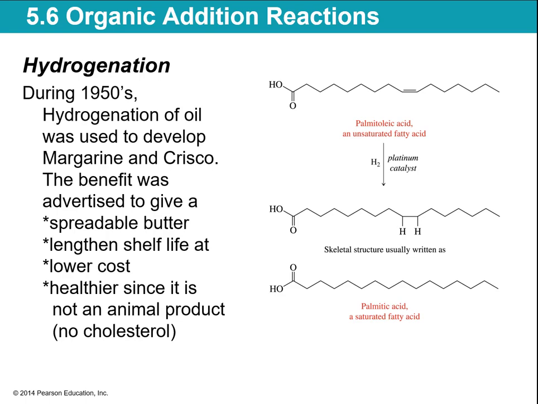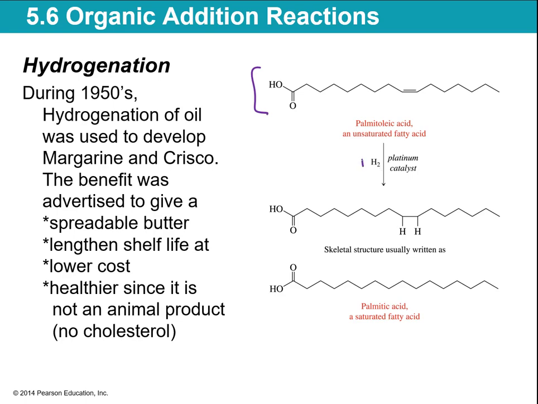During the 1950s, hydrogenation of oil was used to develop margarine and Crisco. Crisco is a white shortening that's solid at room temperature, but Crisco is vegetable oil that started off as a liquid. The top fatty acid here is what vegetable oils contain in high amounts. Remember that if it's got a double bond, it's got a bend, and if it's got a bend, it's going to be liquid at room temperature.